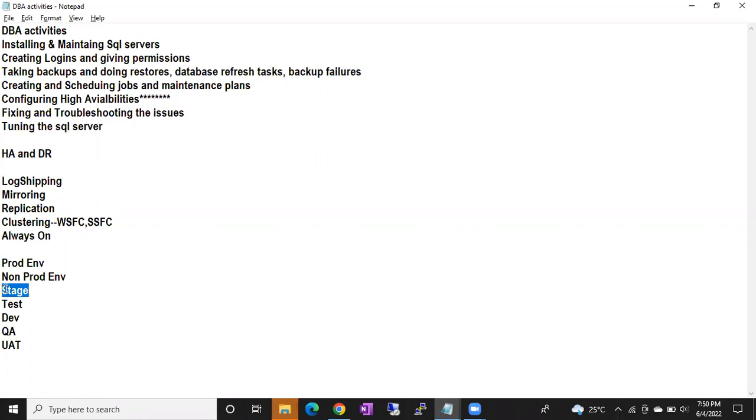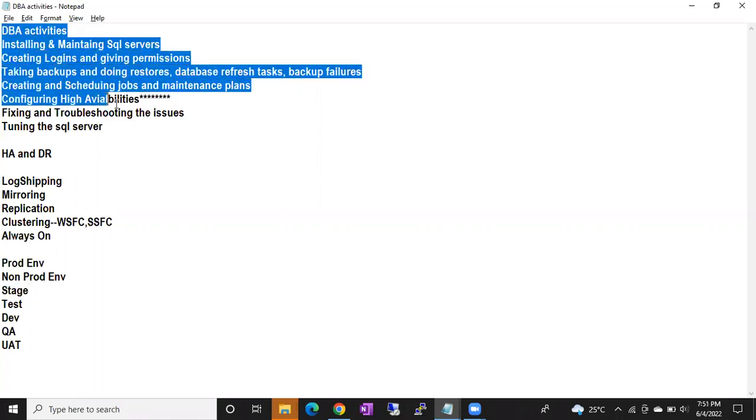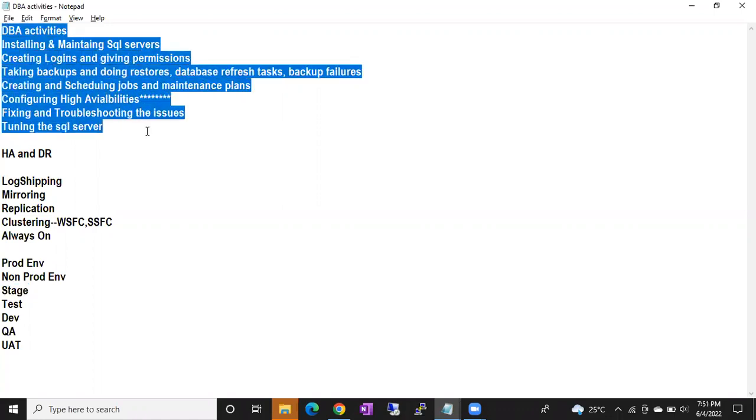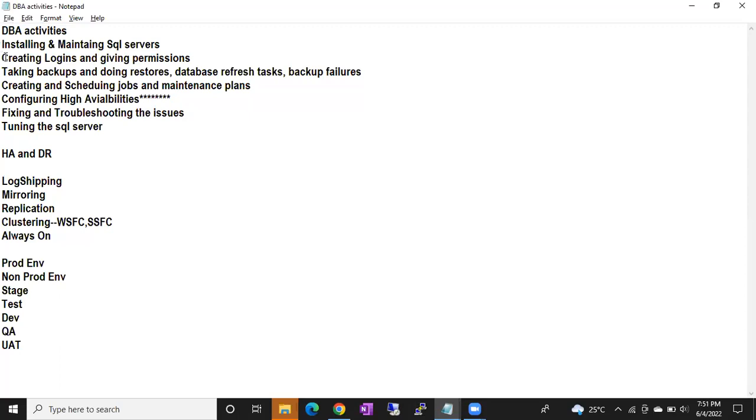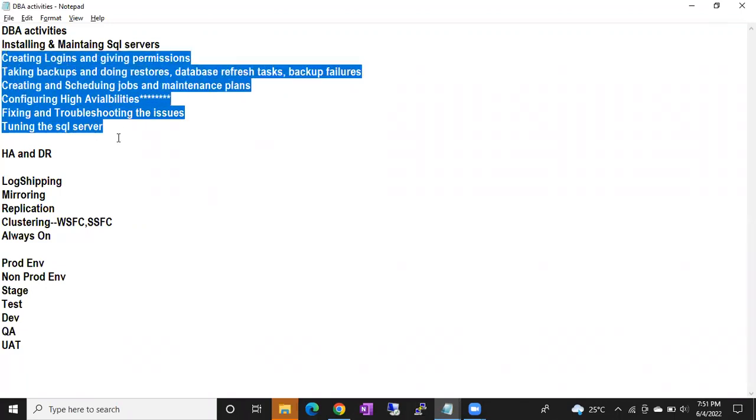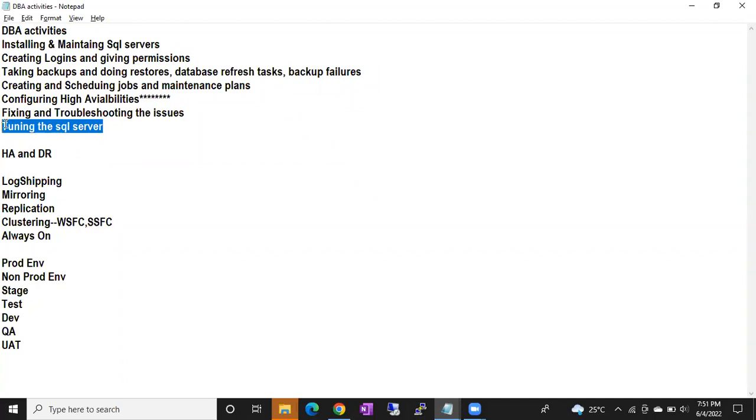Sir, as a DBA, what are the activities in non-prod, like test and dev? Very good question. It's the same kind of activities. I'm not saying these are the prod activities and we have another set of non-prod activities. We have to install the servers in the non-prod environment also. The only difference is that for us it is either a production server or a non-production server. But at the end of the day, whatever activities we discussed, we have to perform on both environments. Sometimes if the stage server is not running properly or is running very slowly, we have to tune the server. The same kind of activities will be there on non-prod servers also.